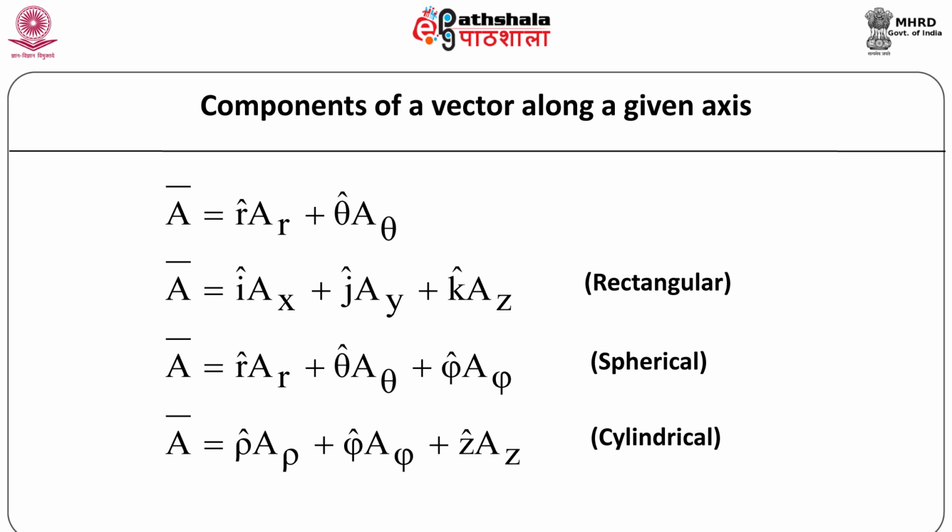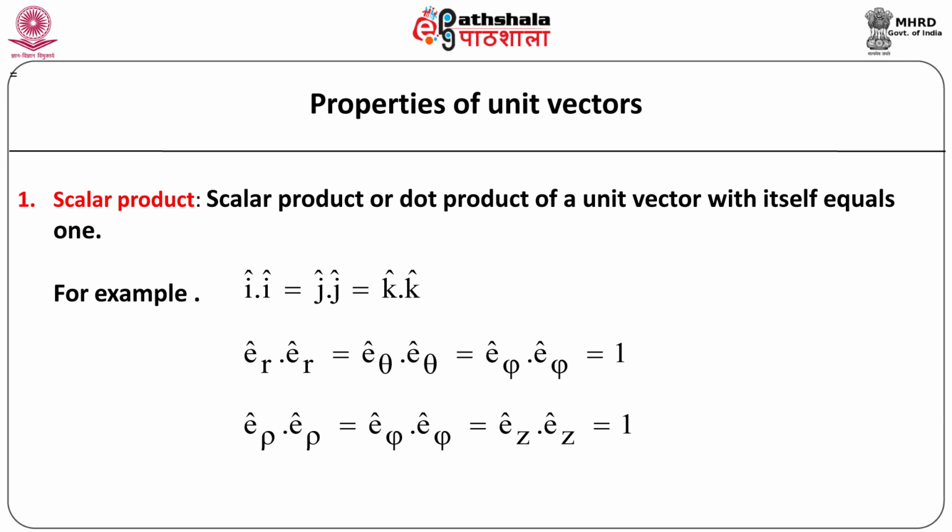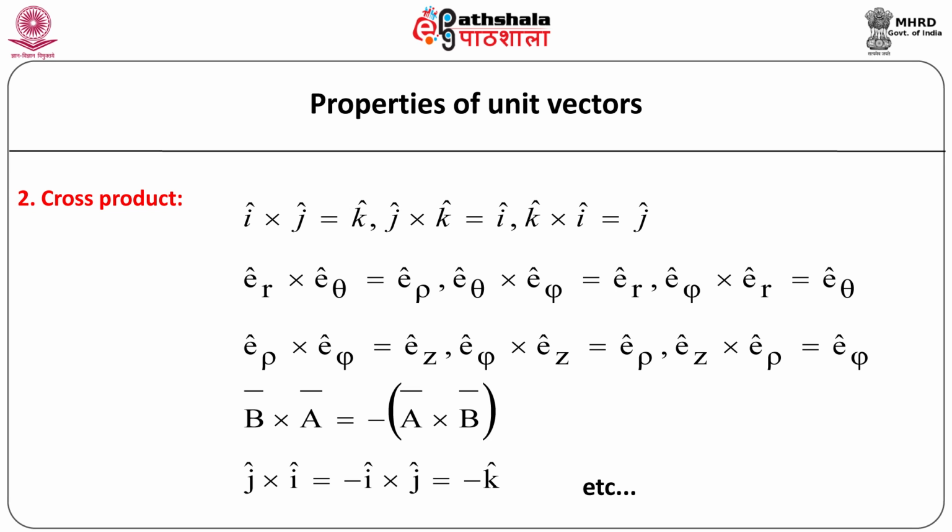Any given vector, say A bar, can then be written in terms of the components of A bar along the coordinate axis and the respective unit vectors as shown. As per the definition, the scalar product of a unit vector with itself equals unity, while that of two dissimilar unit vectors vanishes. The vector product of two unit vectors has obviously unit magnitude with direction as per the right-handed screw rule.